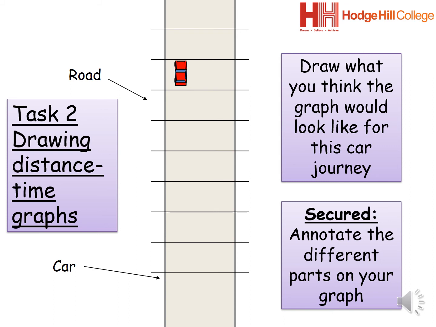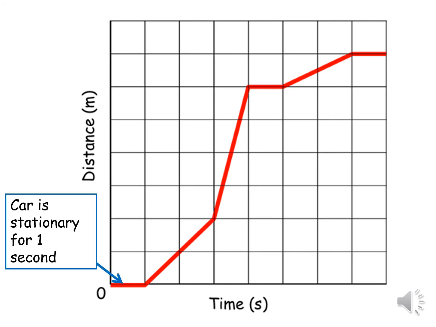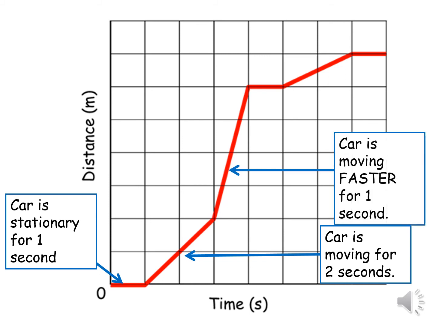So how would we draw a graph for the journey of this car? The graph would look something like this. At the start, the car was stationary for a second or two. It then moved at constant speed, slowly. The car then moved quickly, and we can see that on the graph because the line is steeper.